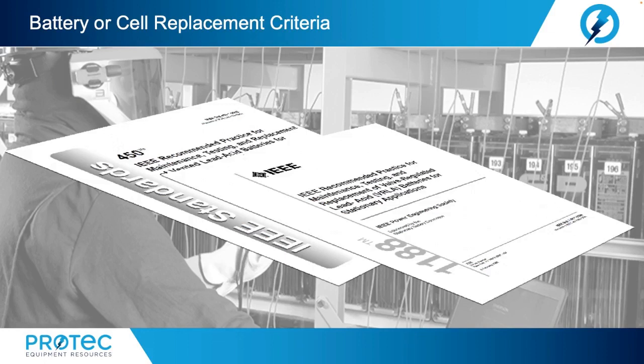All right, and finally, let's talk about battery or cell replacement criteria. Both the IEEE 450 and the 1188 recommend replacing the battery if its capacity is below 80% of the manufacturer's rating. Minimum time for replacement is 1 year. Physical characteristics such as plate condition or abnormally high cell temperatures are often determinants for complete battery or individual cell replacements.